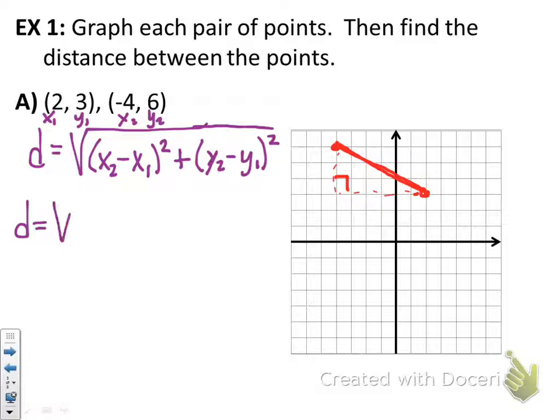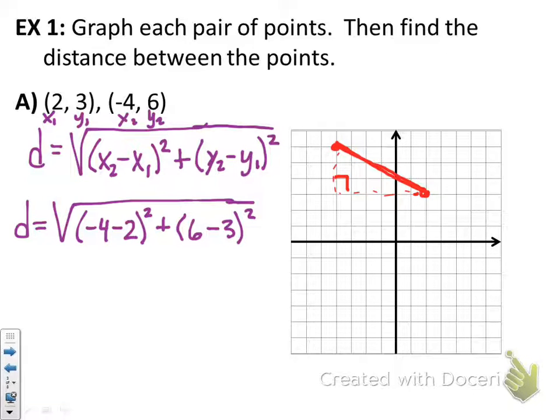Distance equals the square root of x2, which is -4, minus x1. Here we go, we're going to be given a negative, -2, squared, plus y2, 6, minus y1, 3. That one's not negative, but you'll see that when we square it, it becomes positive. So let's use a different color. The distance equals, hopefully you can see that, distance equals, when I take -4 minus 2, that's -6, so -6 squared plus, and 6 minus 3 is 3, so 3 squared.